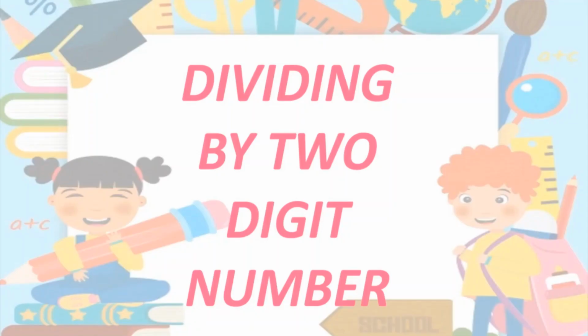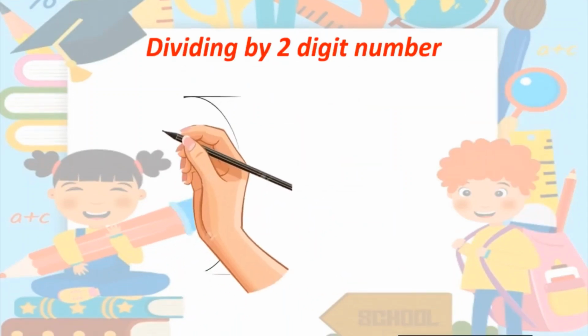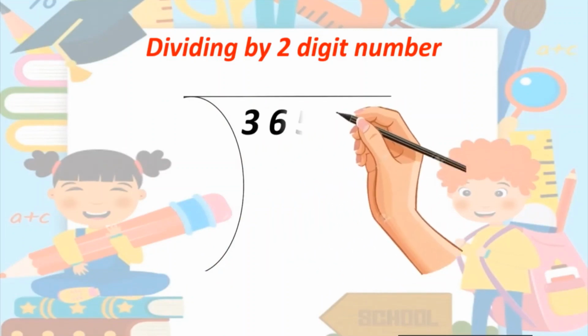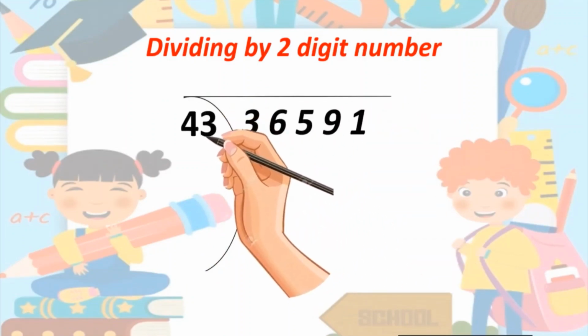So, dividing by a 2-digit number, here the sum is 36,591 divided by 43. So the divisor here is a 2-digit number. So we consider 2 digits of the dividend. But 36 is less than 43. So we consider 3 digits, 365.